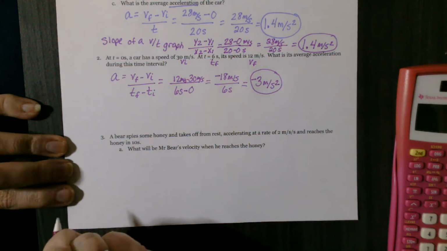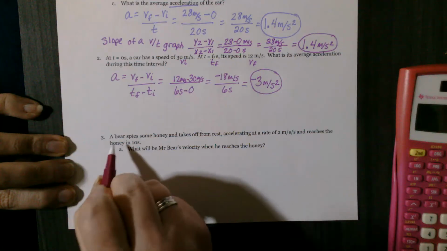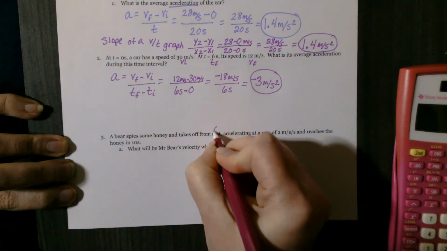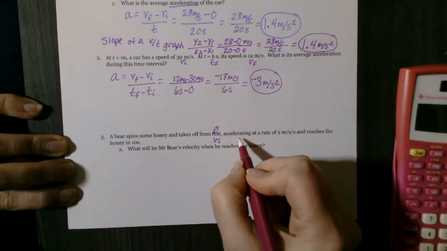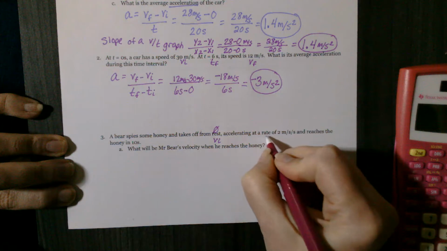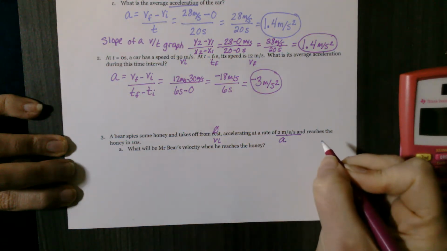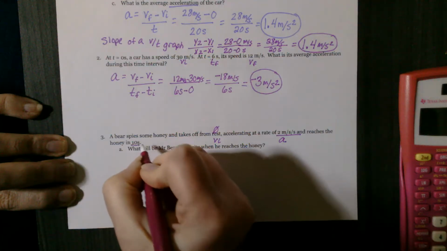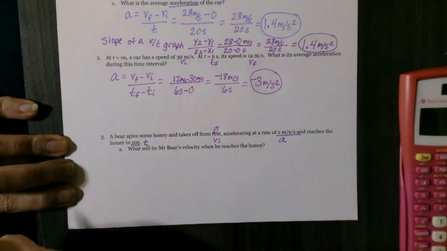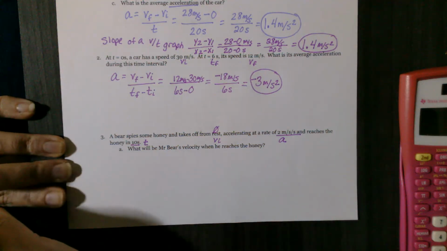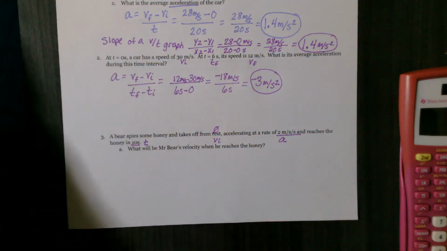Okay, so we've got a little tricky stuff going on here. A bear spies some honey and takes off from rest. So this is our VI, and that is 0. Accelerating at a rate of 2 meters per second squared, so this is acceleration, and reaches the honey in 10 seconds. So there's our time. We've got to solve for VF, which is an interesting conundrum.